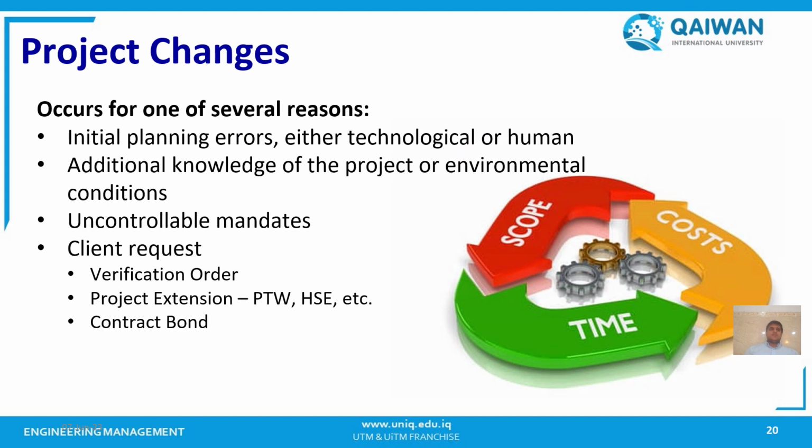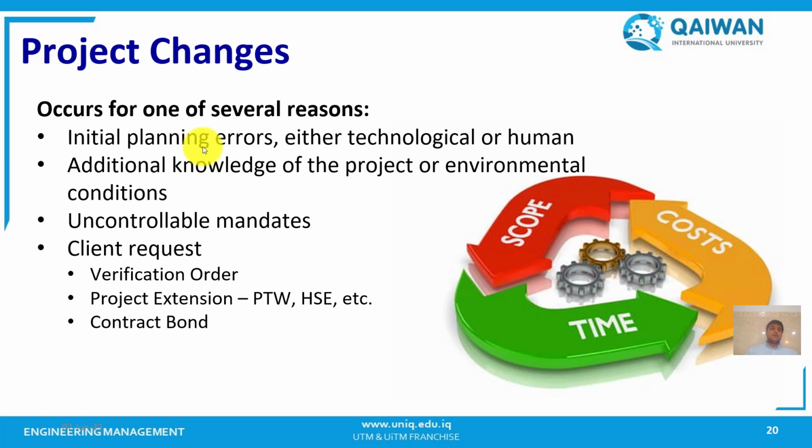Project changes. This occurs for one of several reasons, like initial planning errors, either technological or human, additional knowledge of the project or environmental conditions, uncontrollable mandates, and client requests. Sometimes the requests of the client will change something or some tasks in the project.